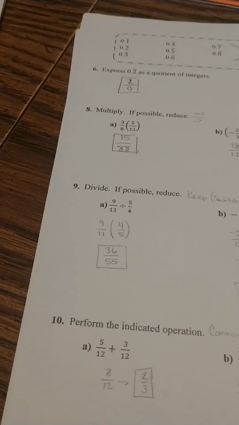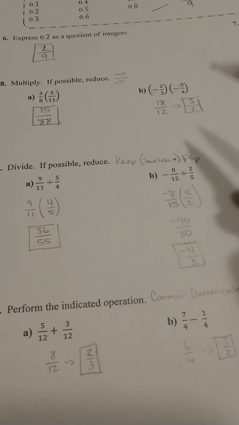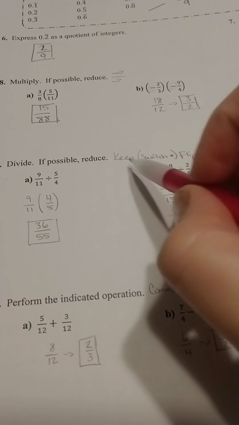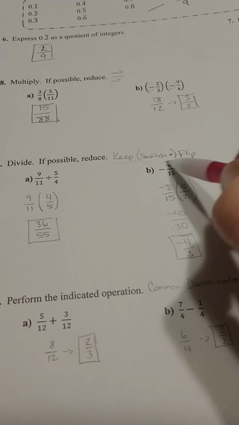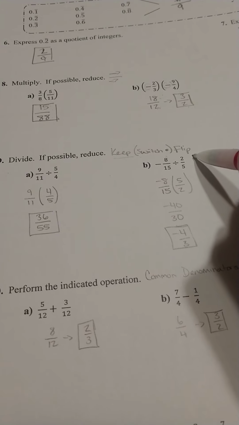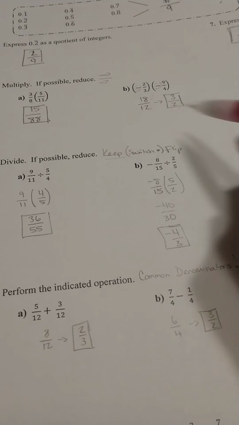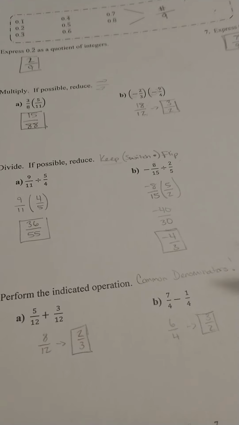Moving on. When dividing with fractions, you keep your first fraction, you switch your operation to multiplication, and you flip your second fraction. Mr. Warner, I know, preaches this. Keep, switch, flip. I know the man does this, so if you've had Mr. Warner, you've heard this before.